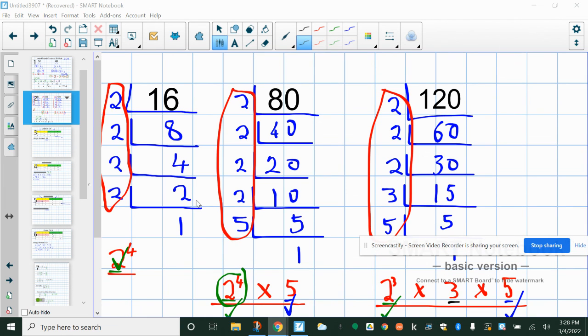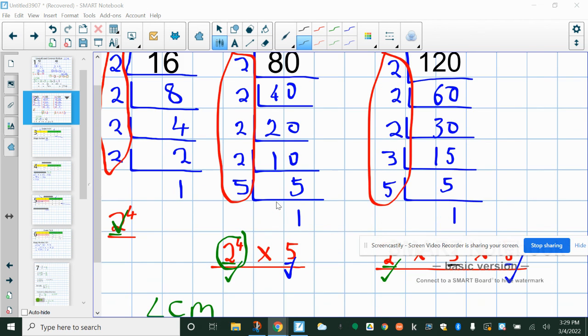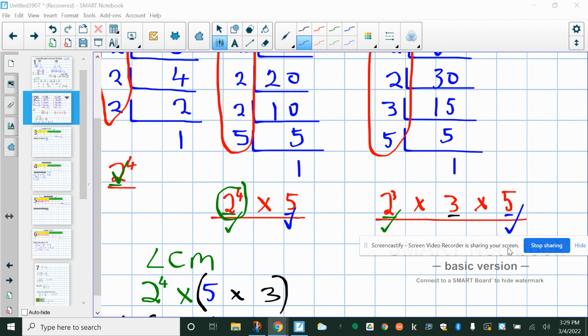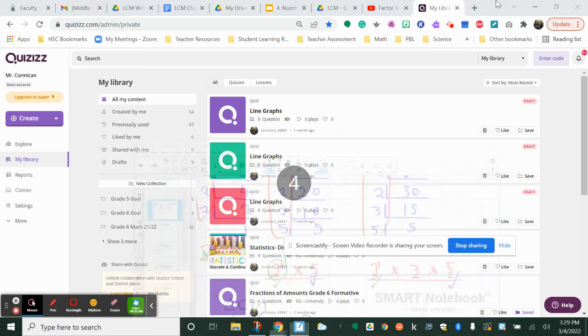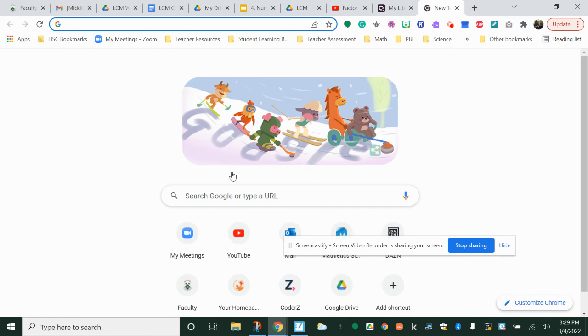Okay, so the lowest common multiple for 16, 80, and 120 is indeed 240. So hopefully this example helps you understand what we're doing for least common or lowest common multiple.